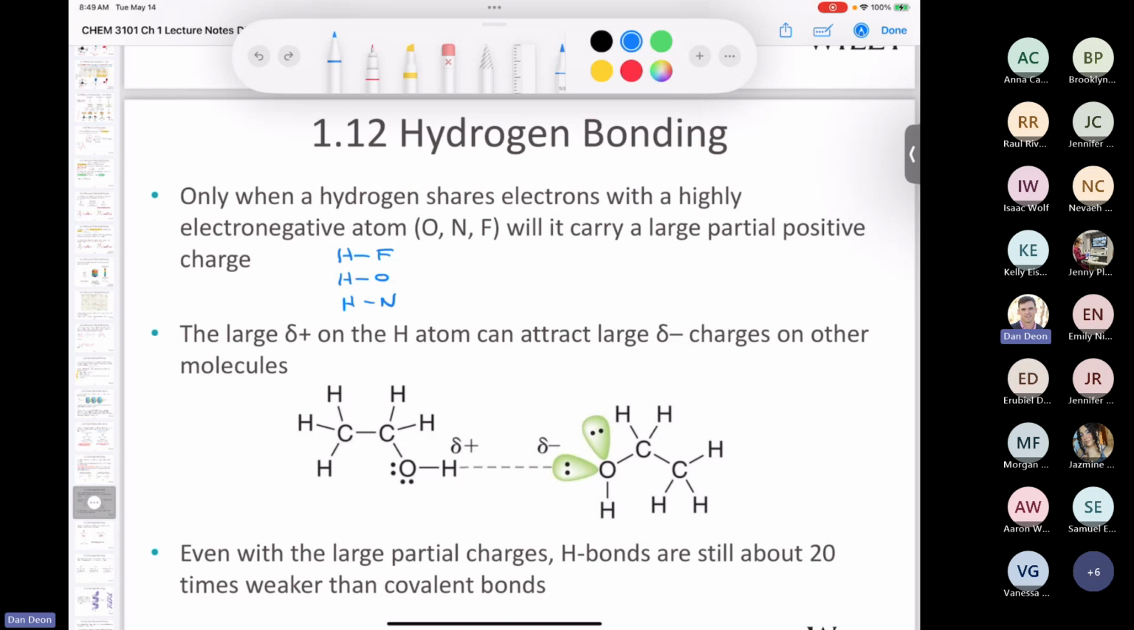So now keep in mind that even though hydrogen bonding has bonding in the name, it says here that even though hydrogen bonds are strong, hydrogen bonds are still about 20 times weaker than a covalent bond. Okay, so they're nowhere in the realm of a covalent bond. Don't get to thinking, oh, it must be strong like a bond. No, it's not. But it is a strong intermolecular force.